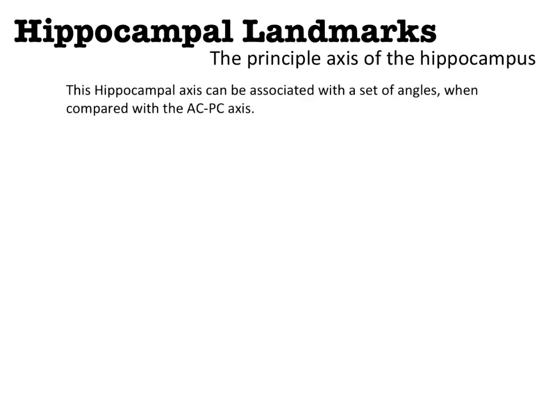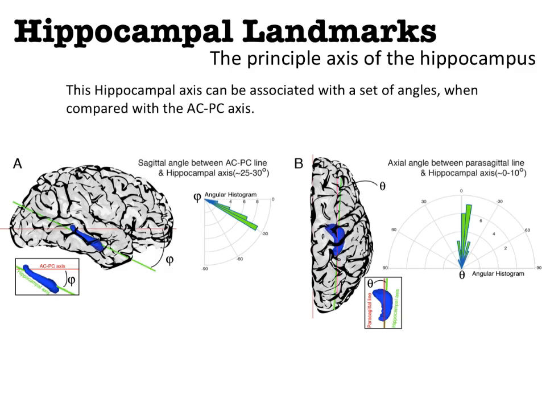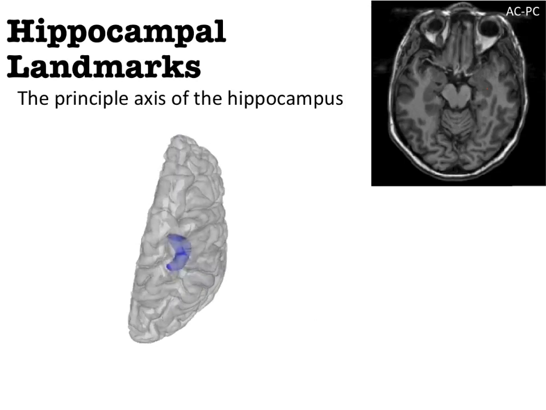When we identify this axis, it can be associated with a set of angles compared to the ACPC line as follows. First, the sagittal angle between the ACPC line and the hippocampal axis is approximately 25 to 30 degrees. The axial angle between the parasagittal line parallel to the ACPC line in the hippocampus is approximately 0 to 10 degrees depending upon the patient.